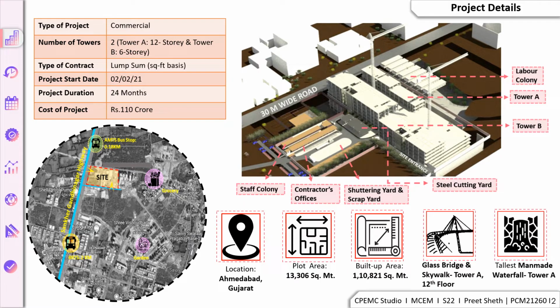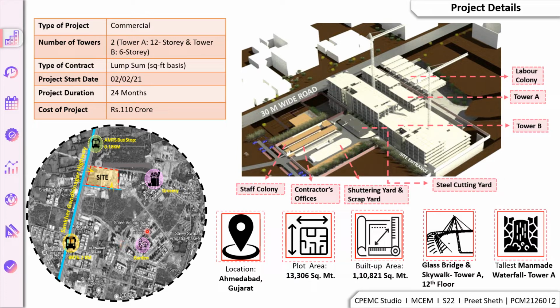So talking about the general details of the project, the type of project is a commercial project. Then there are two towers in the project as we can see in the model, Tower A and Tower B. Tower A consists of 12 floors and Tower B consists of 6 floors. The type of contract for the project is a lump sum contract on square feet basis with material and labor. The project start date was 2nd February 2021, and as per the contract document the project duration is 24 months and the cost of the project is rupees 110 crores.